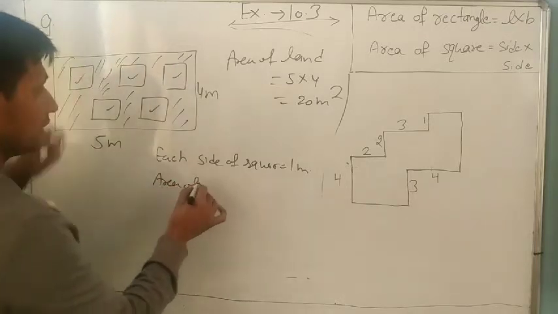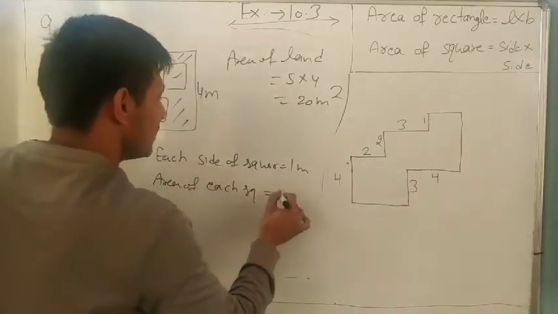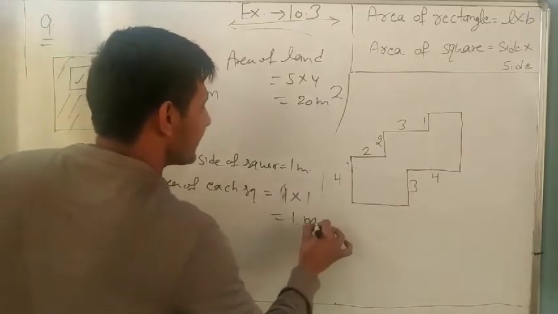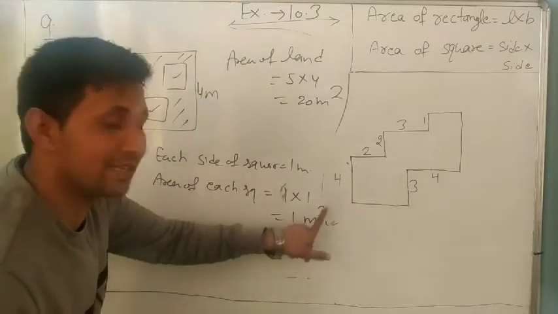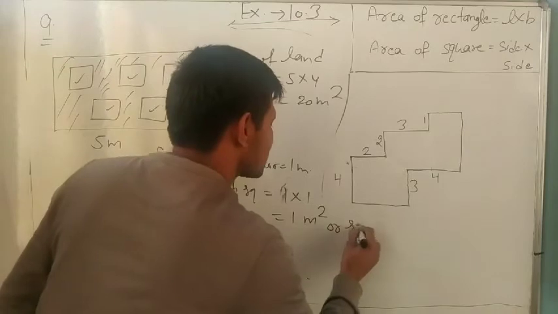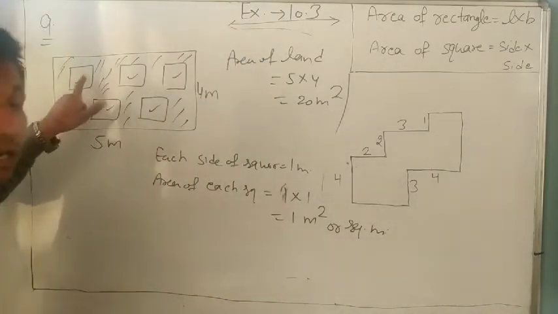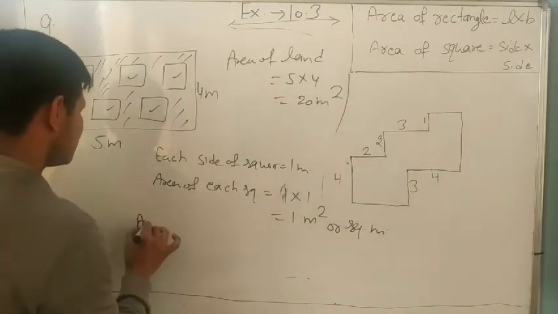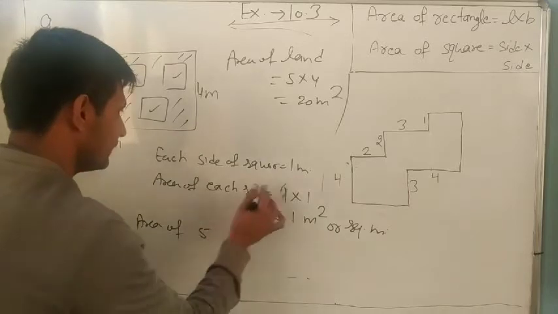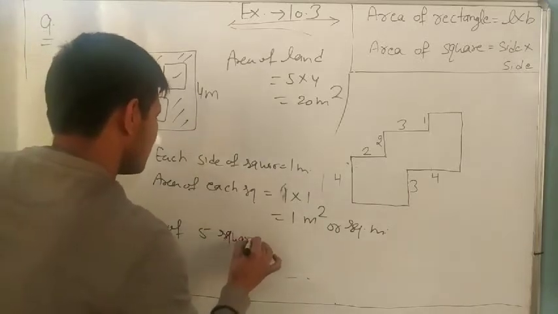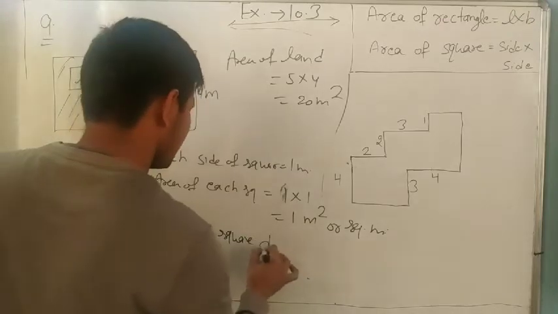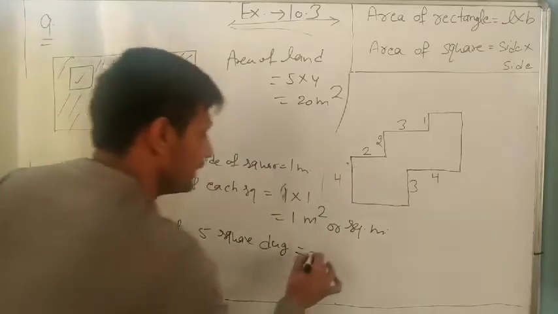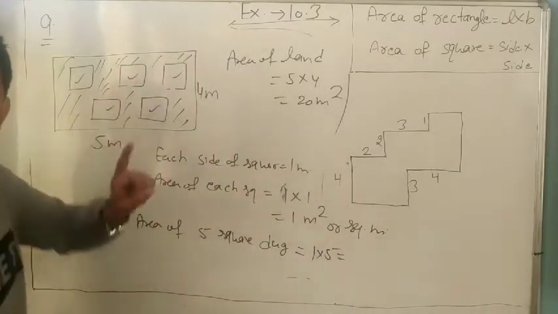Area of each square, how much? Side into side, 1 multiply 1. How much? 1 meter square. Either you will say meter square, write like this, or you can write square meter. But the total dug is how much? To write the area of 5 squares dug: area of 1 square is 1, and how many squares? 5. So 1 into 5.